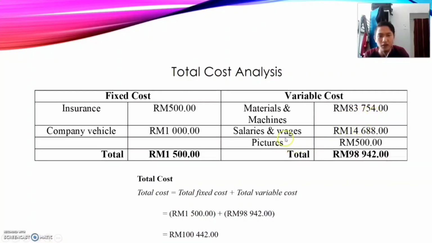83,754 ringgit. Salaries and wages is 14,688 ringgit. For the pictures is 500, so the total is 98,942 ringgit. For the total cost, we sum the fixed cost and the variable cost, and we got 100,442 ringgit. This is the total cost of this project.